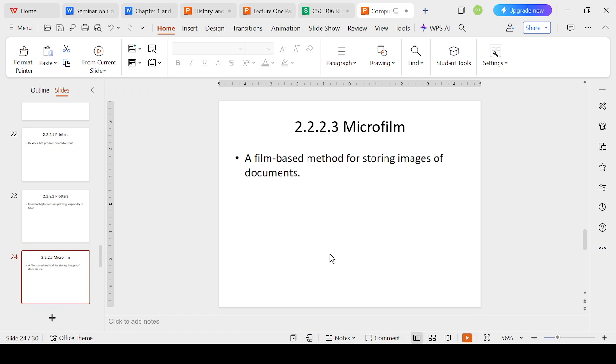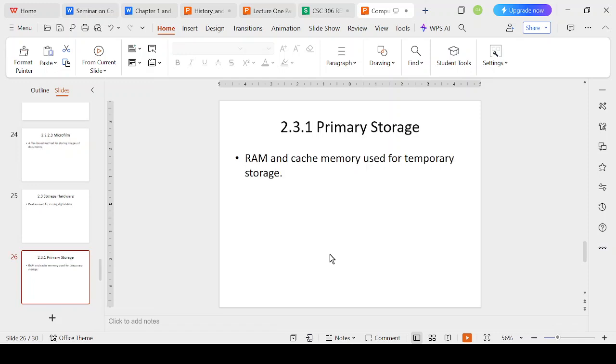Microfilm, a film-based method for storing images of documents. Storage hardware. These are devices used for storing digital data. We have primary storage. Random access memory is a primary storage. RAM and cache are primary memories that store information temporarily.